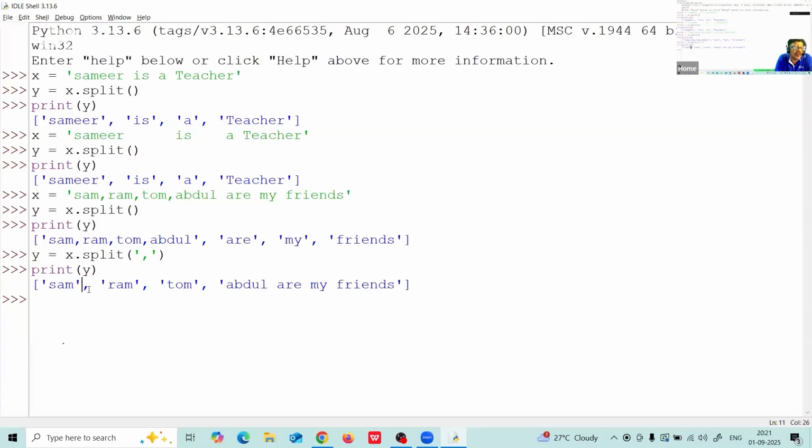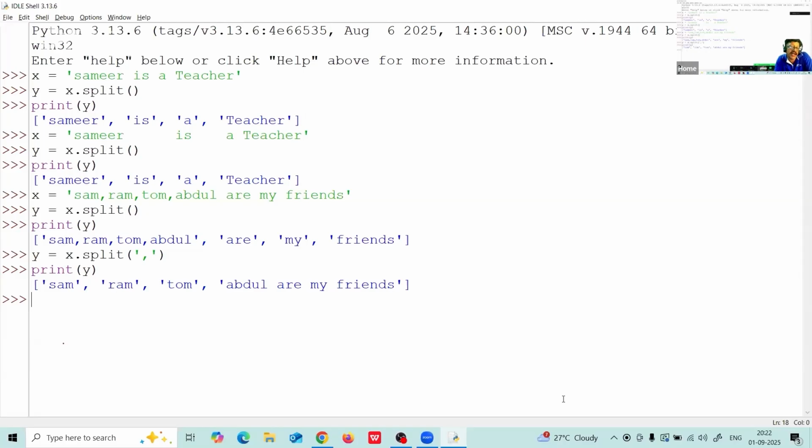And what are these commas? Don't get confused. These are commas in the list. These are separators in the list. Okay. This is a list of words. So that's why it says the first word is Sam, then this comma is just a separator. This is the second word, like that.